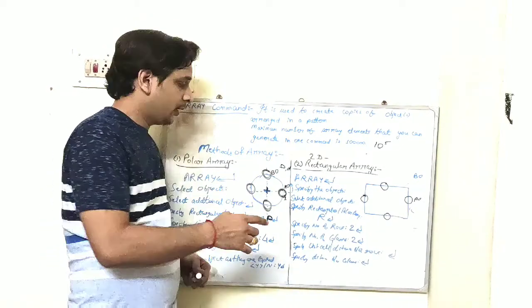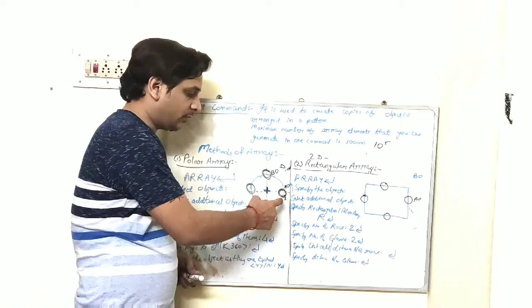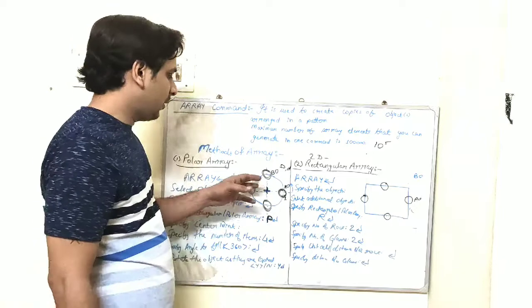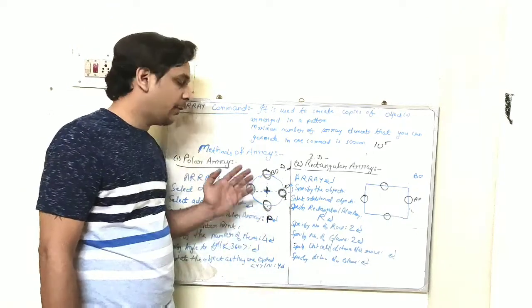4 means including this one counted as 4. 1, 2, 3, 4. Okay, got it, students? So these array objects, what is the main function of the array object?